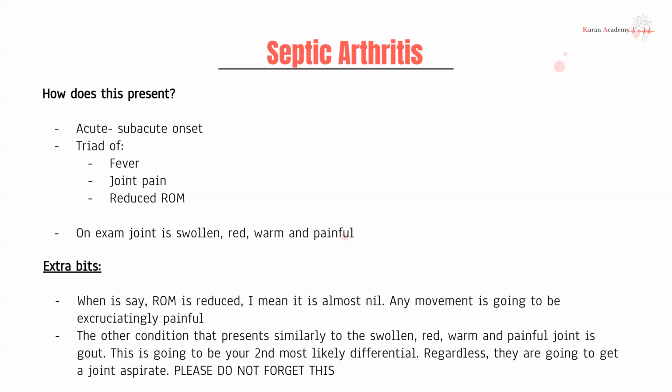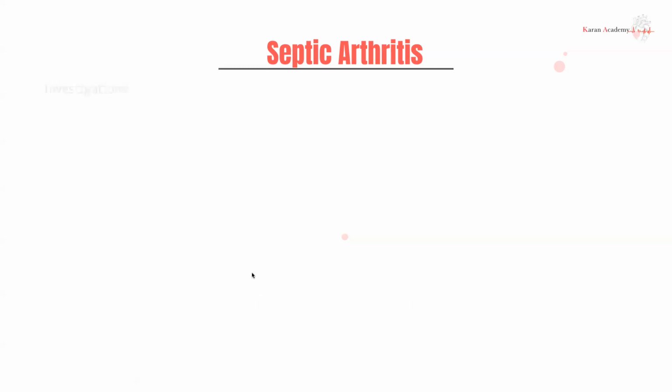Secondly, the other condition that presents quite similarly, and often can be a case of one leading to another, is gout, where you have a swollen, red, warm, and painful joint. This is going to be your second most likely differential diagnosis. And regardless of which one, or of minor risk factors, you will be doing a joint aspirate. This is really key, and don't forget this, please.